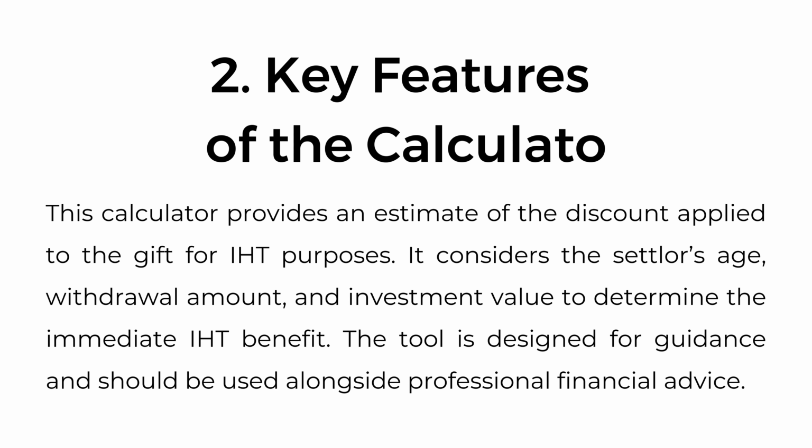2. Key features of the calculator. This calculator provides an estimate of the discount applied to the gift for IHT purposes. It considers the settlor's age, withdrawal amount, and investment value to determine the immediate IHT benefit. The tool is designed for guidance and should be used alongside professional financial advice.